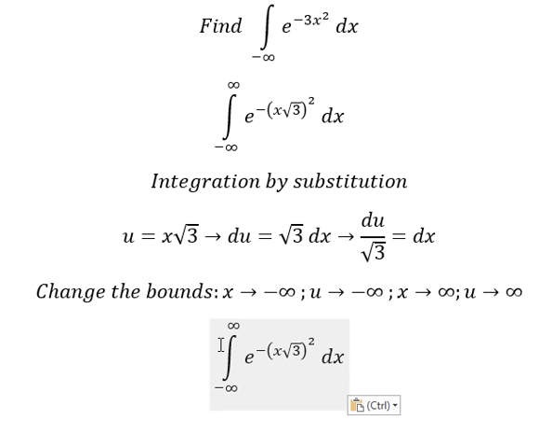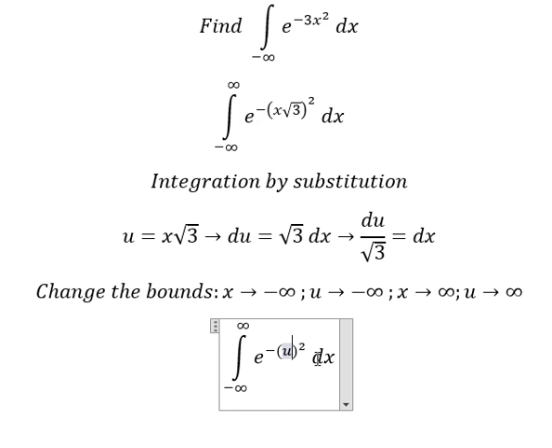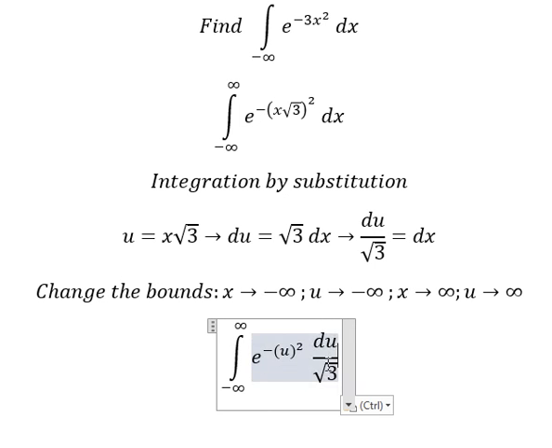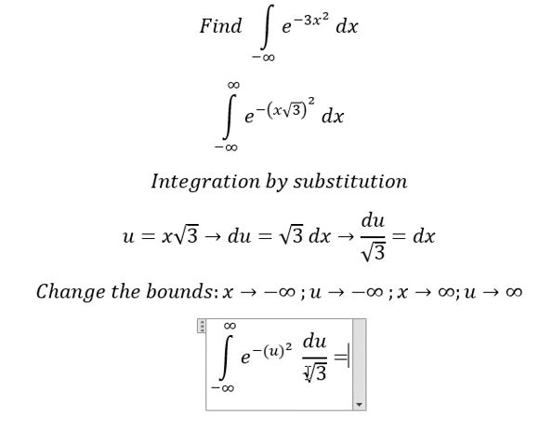So the bounds we keep the same. This one we change for u. The s we change for this one. So I will put the square root of 3 going outside.